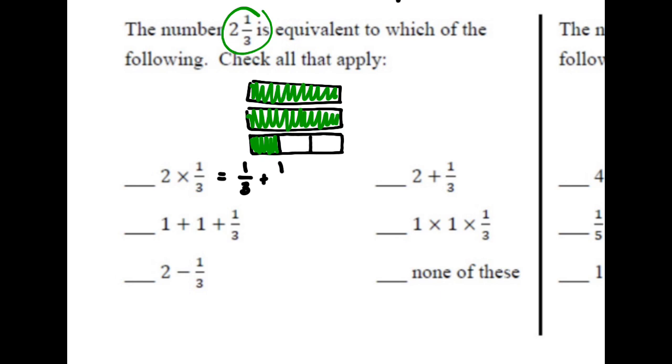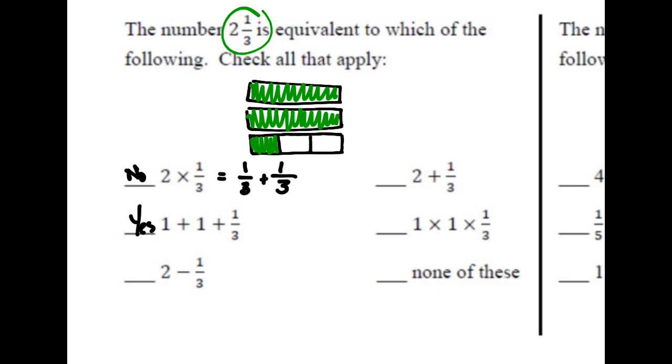Let's leave that part in there. There we go. Okay, so I'm just going to say no. That'll be easier. Okay, so this next one. If I have one whole one plus another whole one plus a third of a one, isn't that what we just drew? 1 plus 1 plus 1 out of 3. So that one is yes.